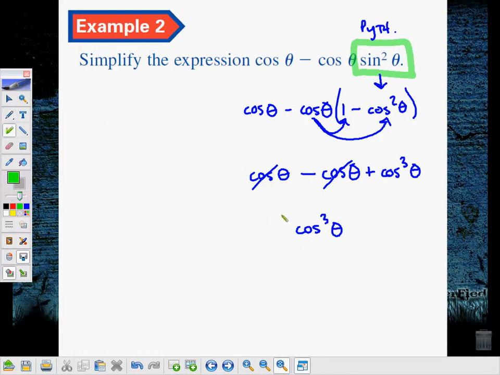I am now down to one term with one function. That's as low as I'm going to go. I don't always get that far, but if I can, that's great. And here I got down to one term, one function. It is now simplified. Can't go any simpler than that.